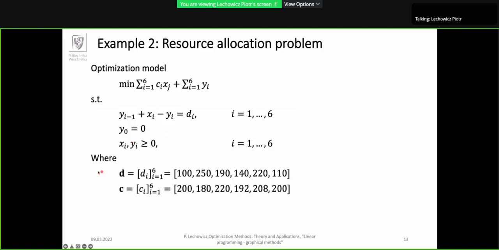Where we have these two vectors, the first one defines the demands for the windows in each month. The second one defines the cost of production for windows for each month. So as you can see, the mathematical formulation of such a problem is a little bit more complex than the previous one. Still, it is a simple problem to solve.